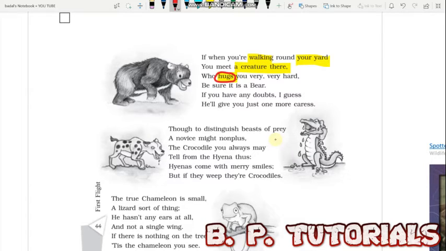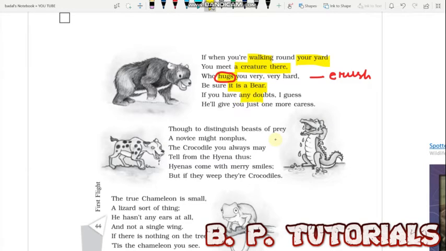And if a bear hugs, it is not hugging you for loving you. It is not hugging you because it has got little affection towards you. No, hugging is a quality which will crush. A bear will crush a person or animal if it hugs. So hugging is not sweet here at all. So be sure it is a bear. If it hugs you, you will be sure that it is a bear.